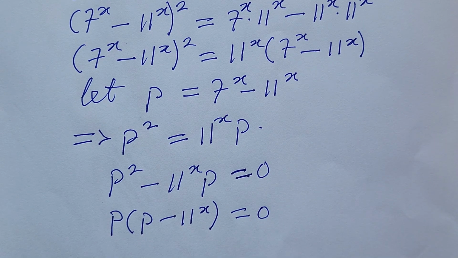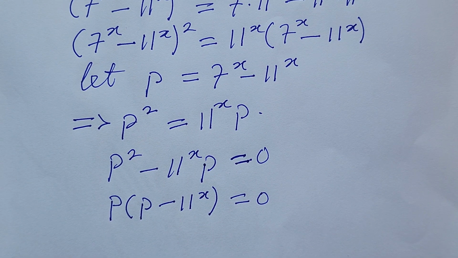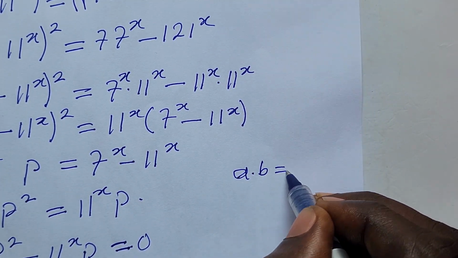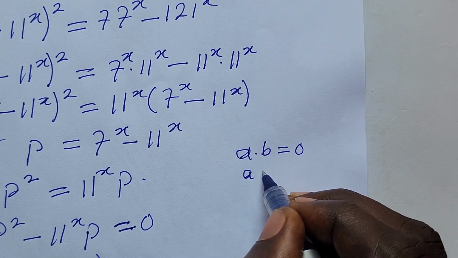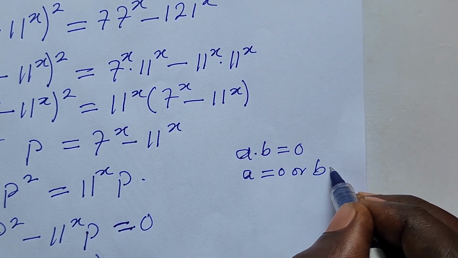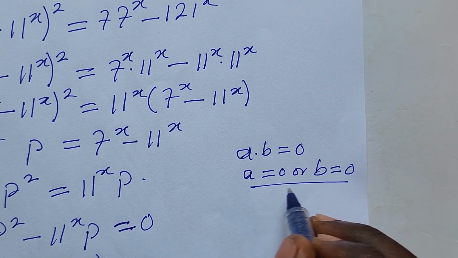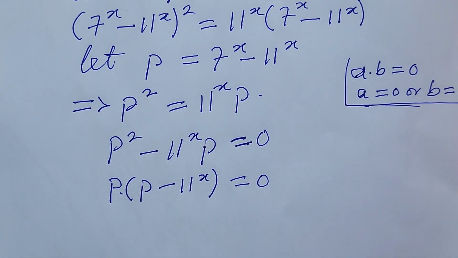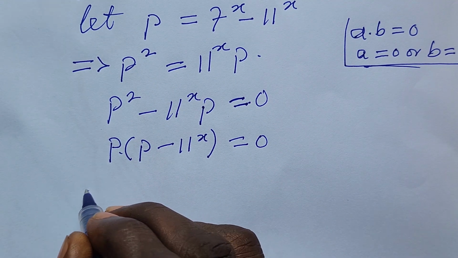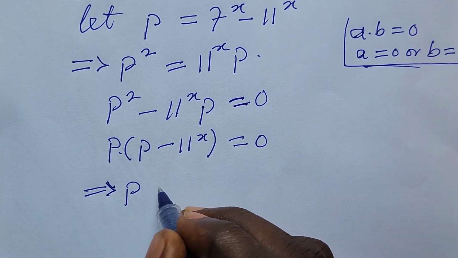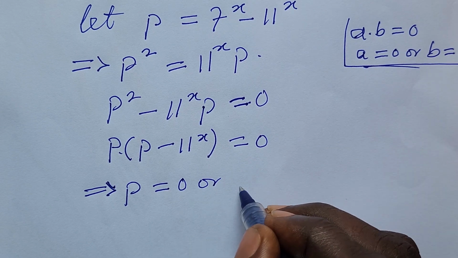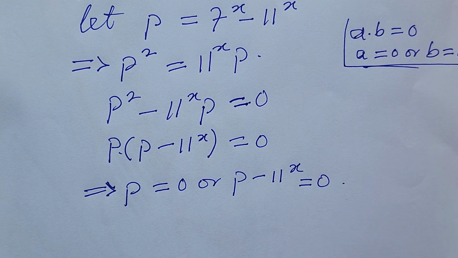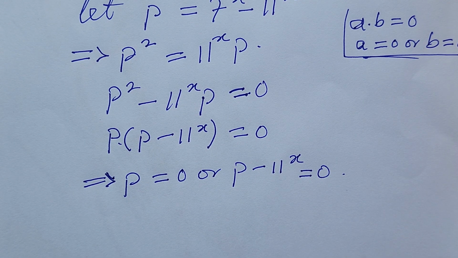equal to 0. Remember what is called the zero product rule? It says that if you have A times B equal to 0, this will give us A equal to 0 or B equal to 0. So we can apply that here, because here we have a multiplication sign. So let's equate this. So this now implies that p is equal to 0, or p minus 11 to the power of x is equal to 0.